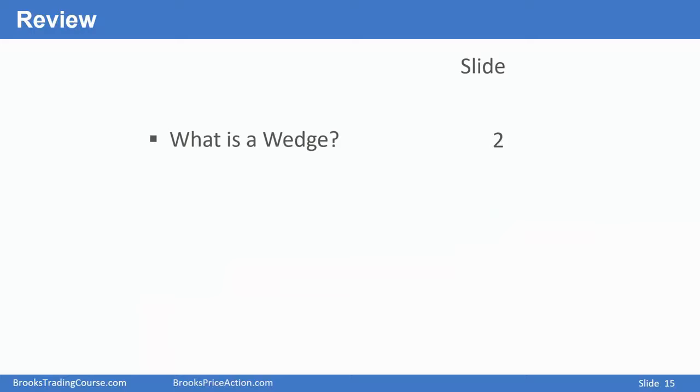In this video, I talked about what I mean when I use the term wedge. Basically, I mean any pattern that has 3 pushes. It's more reliable if the 3 pushes are in a channel that is converging. However, any 3-push pattern is a variation of a wedge.